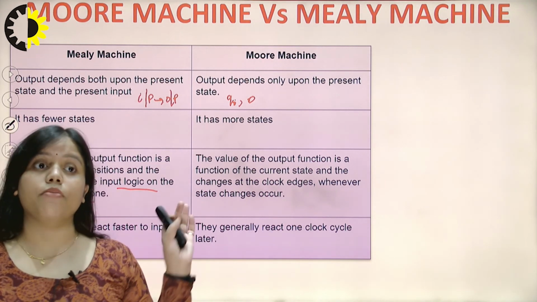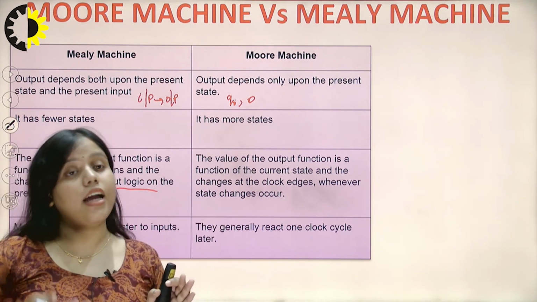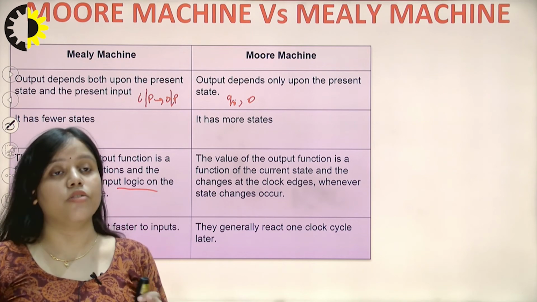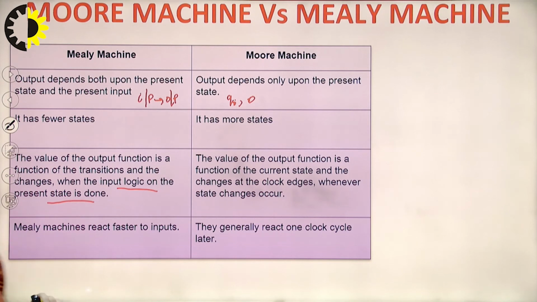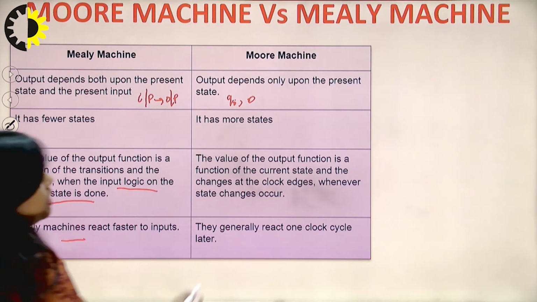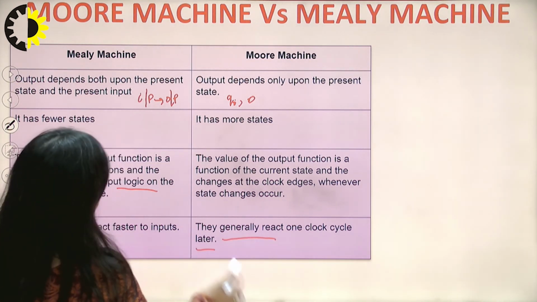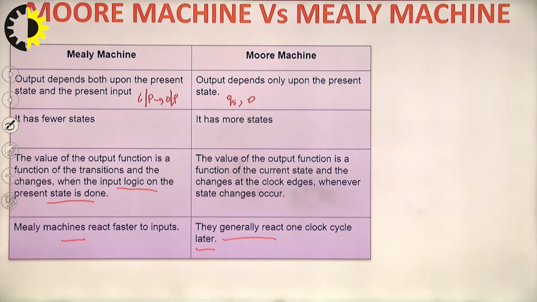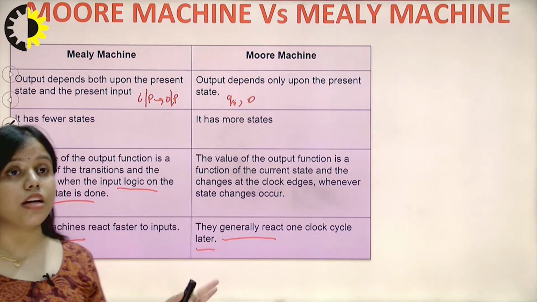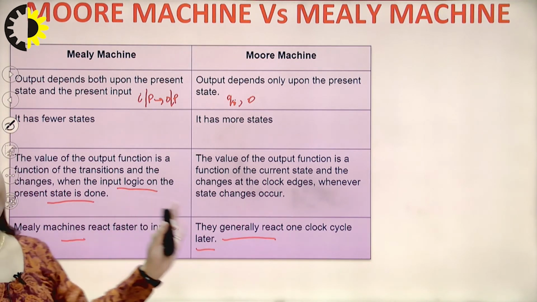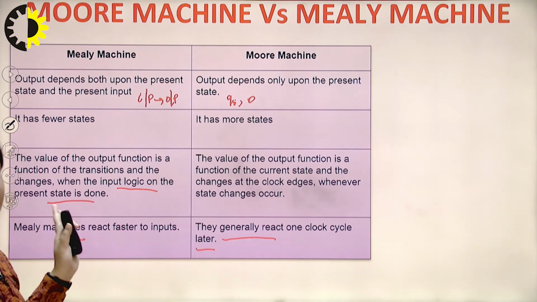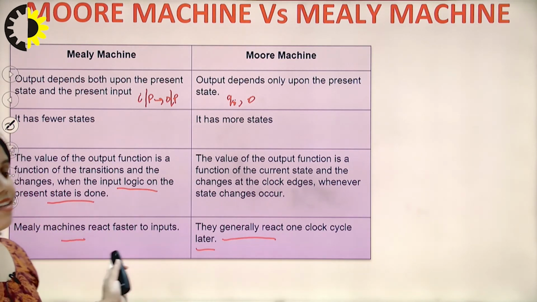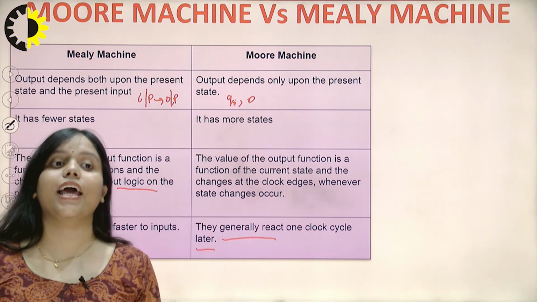So in a Moore machine, we get the output at the final state, only there will the output be incurred. Finally, Mealy machines react faster to inputs, while Moore machines generally react 1 clock cycle later. Now what does this mean? Mostly, a Mealy machine will have fewer states, and a Moore machine will have an extra state.